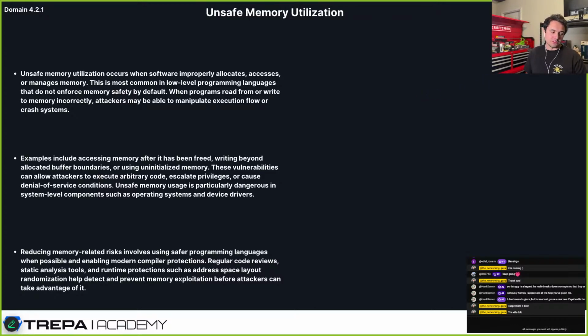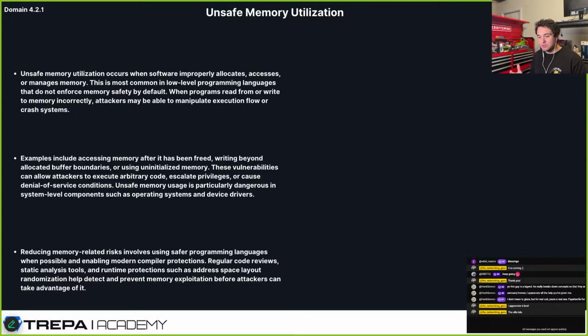Unsafe memory utilization. Unsafe memory utilization occurs when software improperly allocates, accesses, or manages memory. Now again, this is going to be a system-based attack, like actually attacking your memory. This is common in low-level programming languages that do not enforce memory safety by default. And this happens in your programming, in the code of the application that you are running.